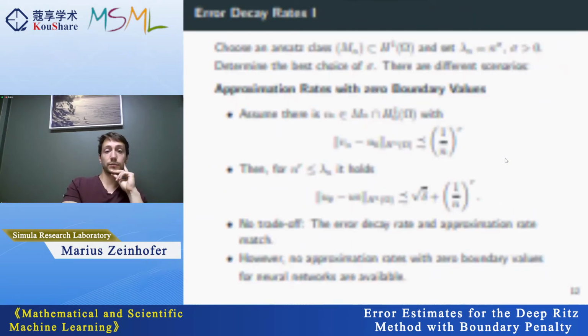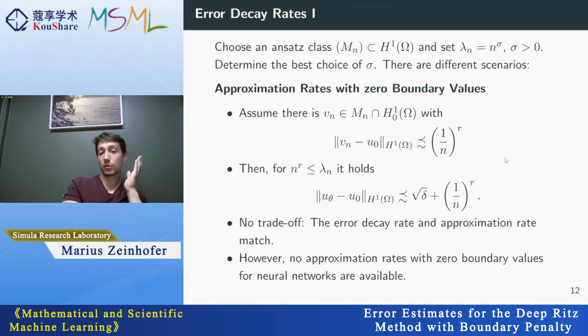So let us look into how we would need to choose lambda to get a certain error decay rate. And now we will consider different scenarios. So in general, we make this ansatz that lambda is n to the power of sigma, and we want to determine the best choice of sigma.